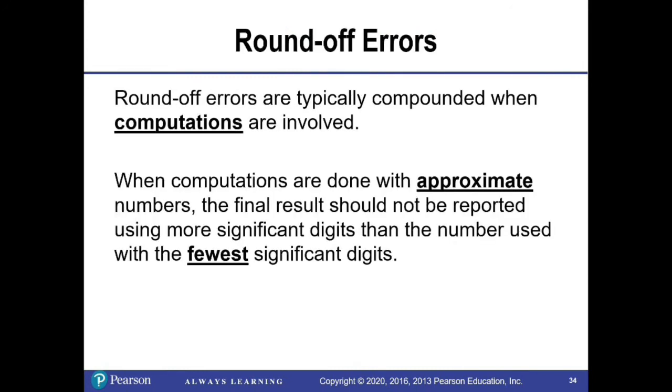One last thing we need to talk about in section 7.2 is our round-off errors. Now, round-off errors are going to be compounded when we have computations. And when computations are done with approximate numbers, the final result should not be reported using more significant digits than the number that we originally had with the fewest significant digits.